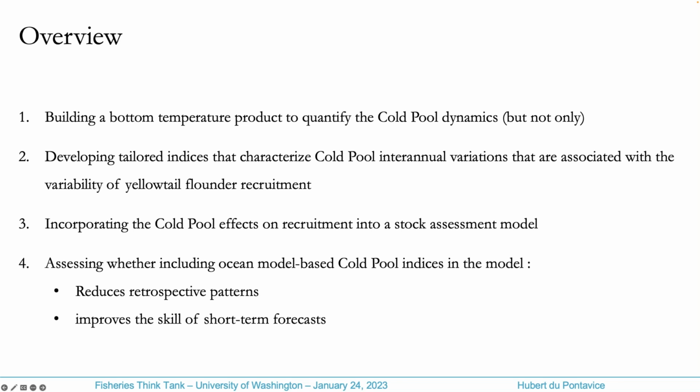In the second part, I will show you how we developed tailored indices that characterize cold pool interannual variations that are associated with the variability of the yellowtail flounder recruitment. Then we will see how we incorporated the cold pool effects on recruitment into a stock assessment model. And finally, I will present some of the results in which we assessed whether including ocean model-based cold pool indices in the model reduces retrospective patterns and improves the skill of short-term forecasts.